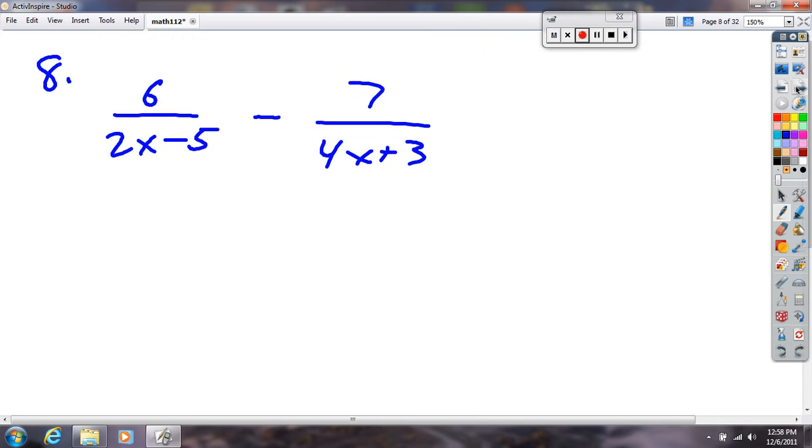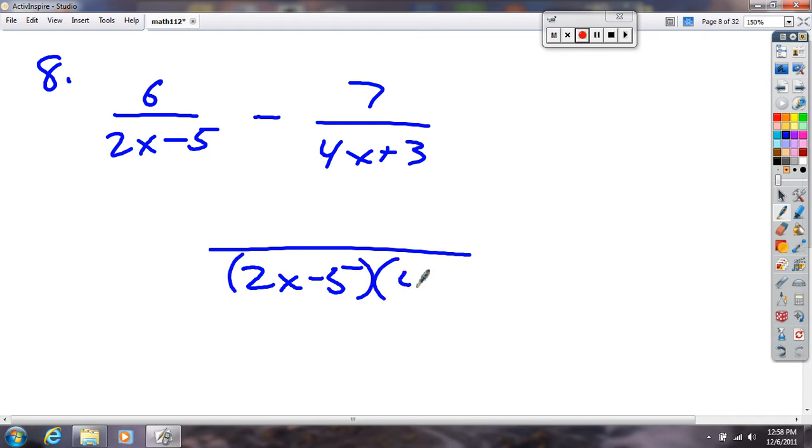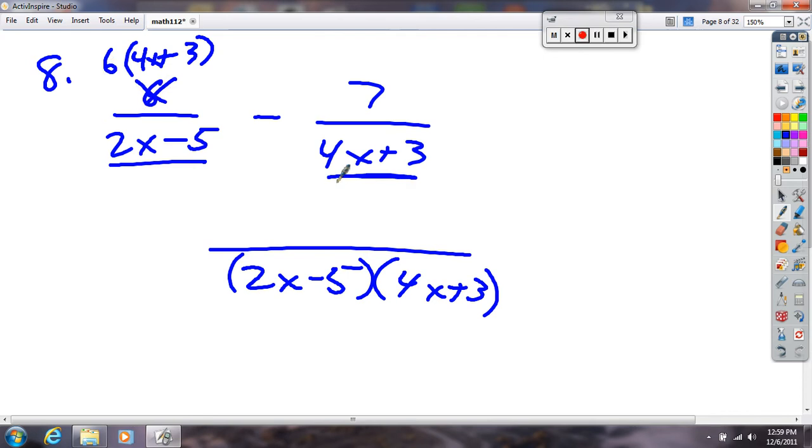Okay. Great. Same type of problem. Common denominator is going to be first binomial, 2x minus 5, times the second binomial, 4x plus 3. That's my common denominator. I've got the 2x minus 5 here, so I need the 4x plus 3 there, times the 6. On the right side, I've got 4x plus 3, so I need a 2x minus 5 times the 7, and the negative goes up there. So it looks like this.